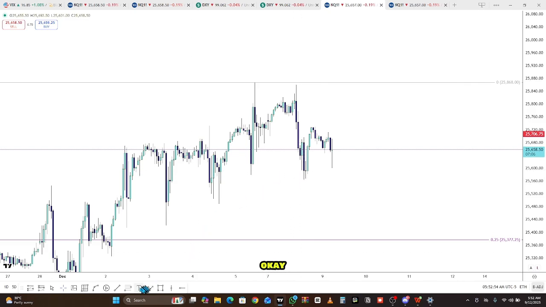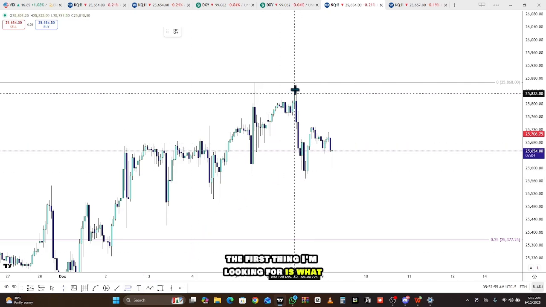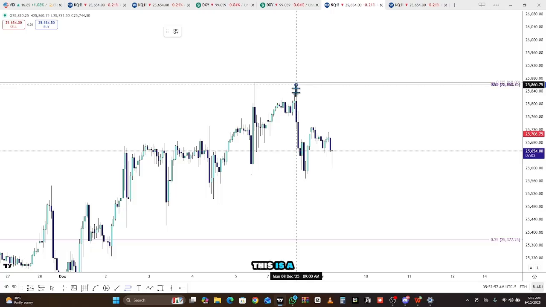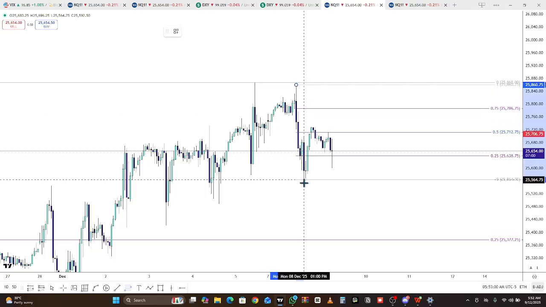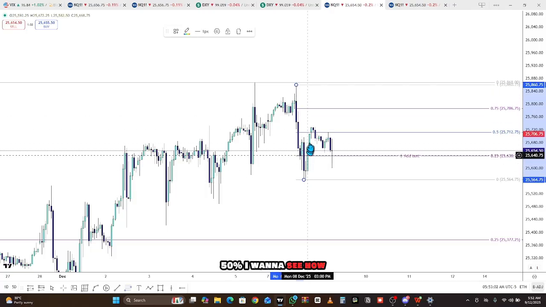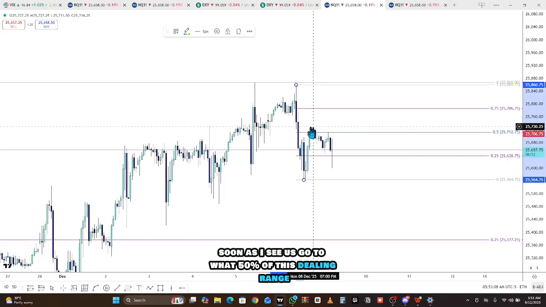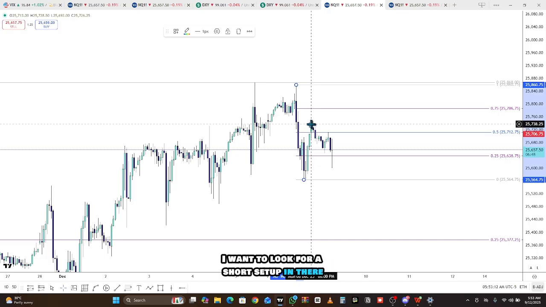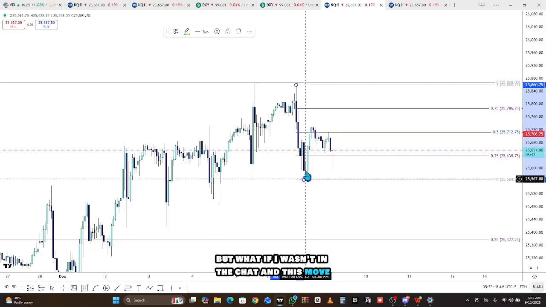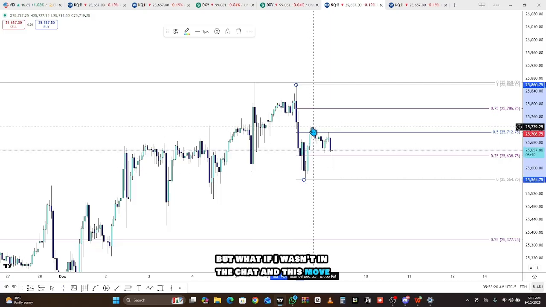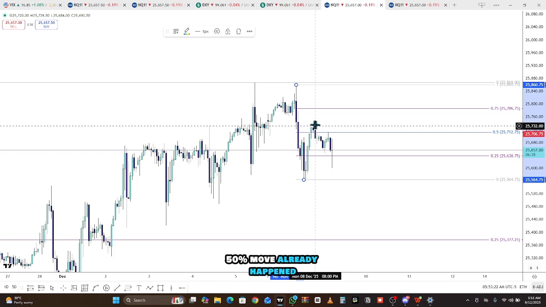Okay. The first thing I'm looking for is what? This is a 50%. I want to see how we use the 50% level of this dealing range. As soon as I see us go towards 50% of this dealing range, I want to look for a short setup in there. But what if I wasn't in the chart and this move, 50% move, already happened?